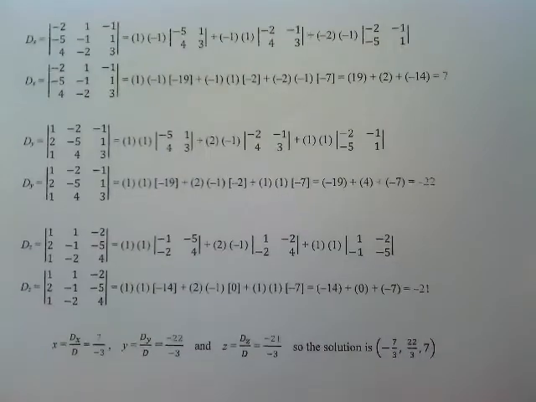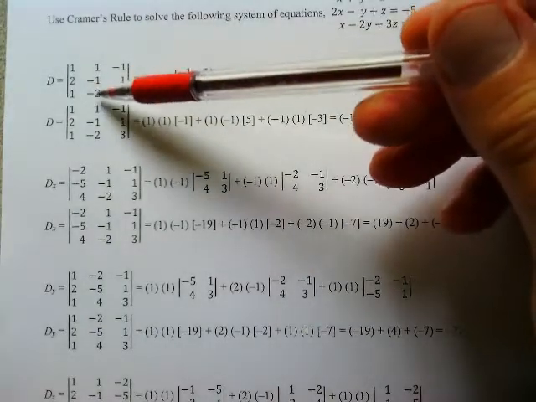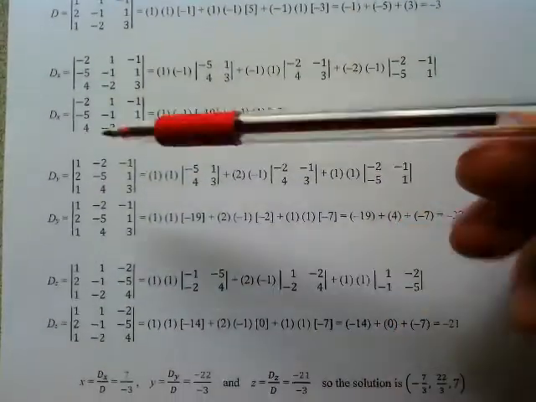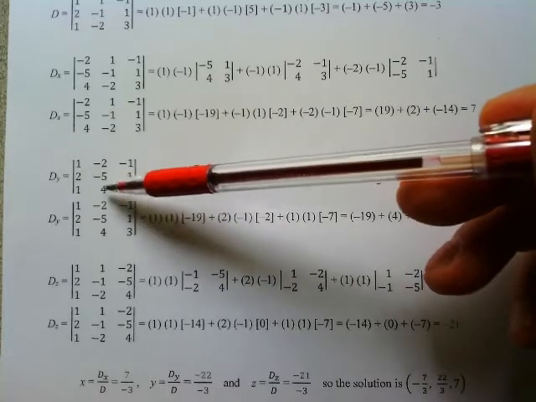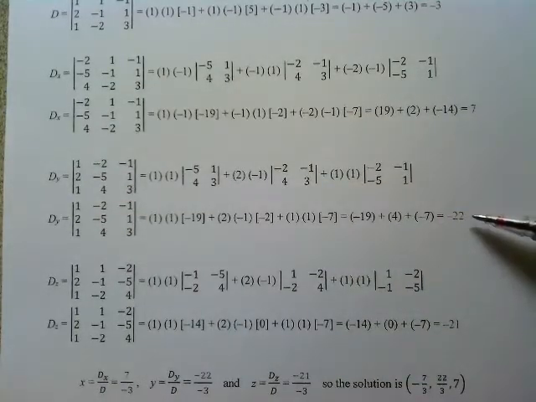Did the same thing for y. Now we replace the y values. So originally the y values were 1, negative 1, 2. Now the y values are negative 2, negative 5, 4. Go ahead and find the value of that determinant. It came out negative 22.